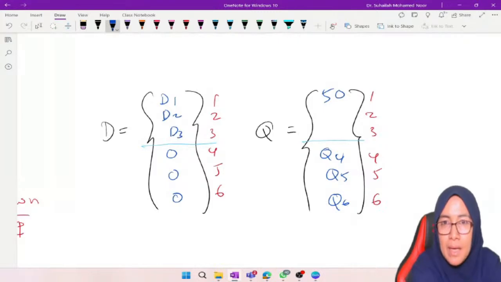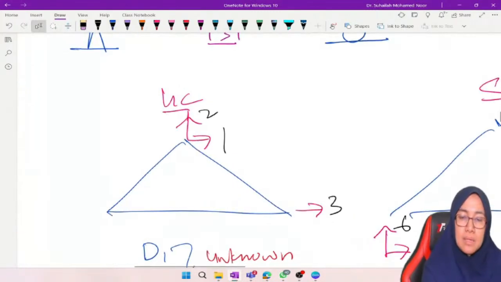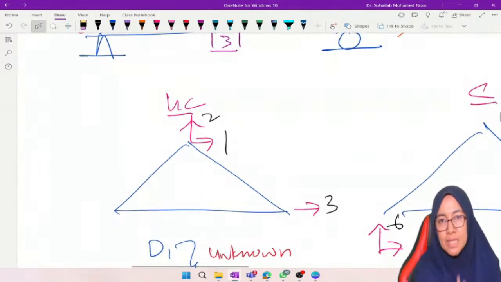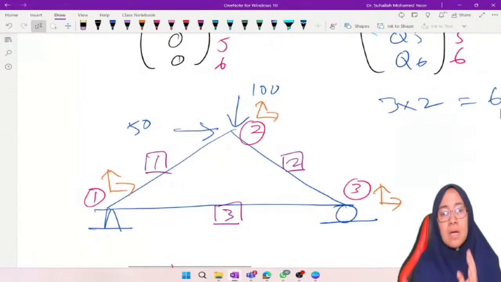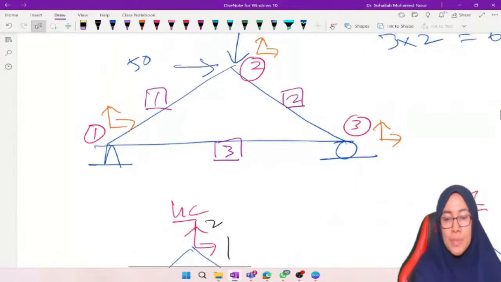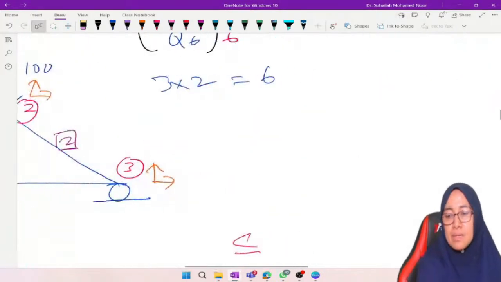Now, position 2. Looking into this, Q2 is a vertical force. Look into the diagram. It is 100 kilonewton downward, and it is opposite with the sign convention. So it is negative 100.